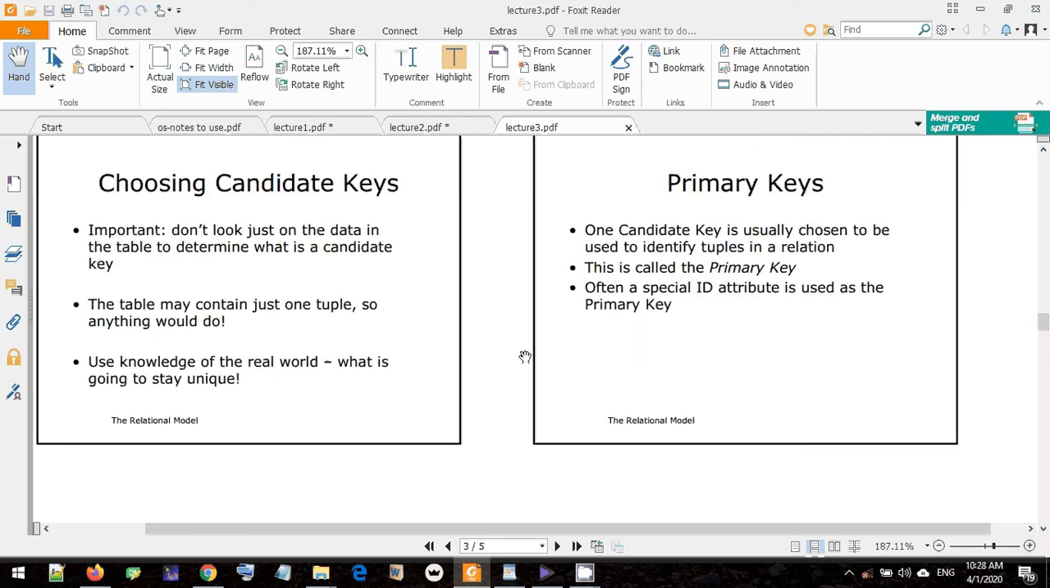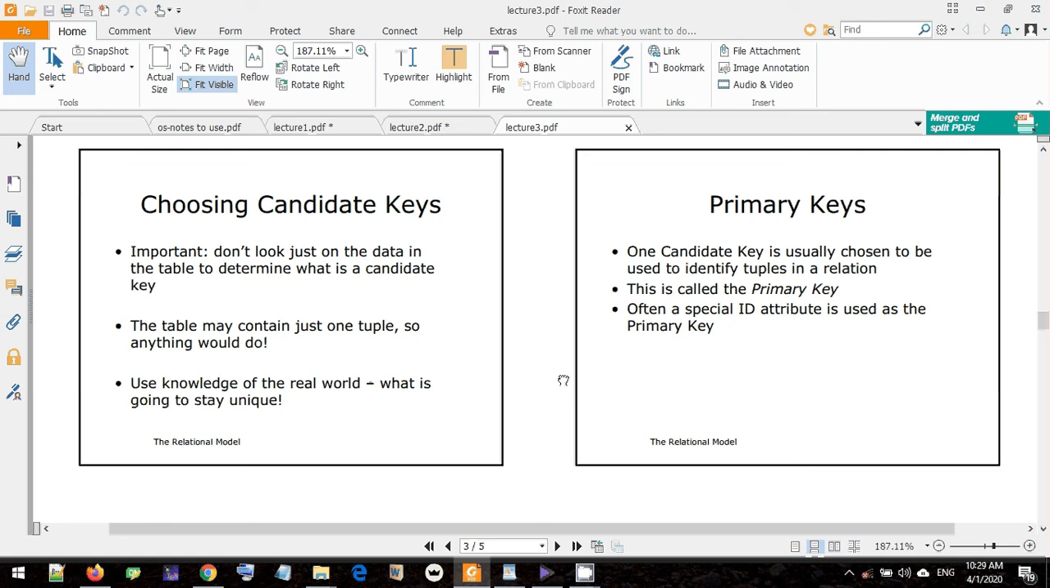Choosing candidate keys. Now when you're choosing a candidate key, it is important for you to note that it's not just to look at the data in the table and determine what kind of key you should give, but you should use knowledge of the real world in order to determine the type of key that you assign to a tuple or to a relation.